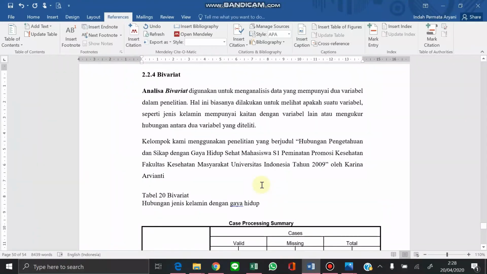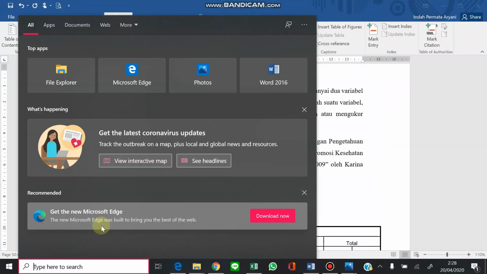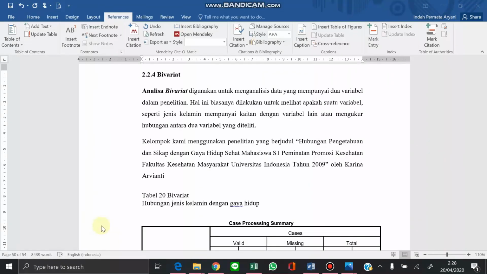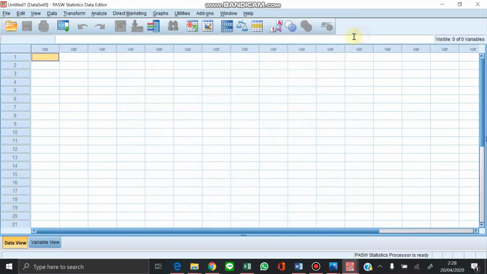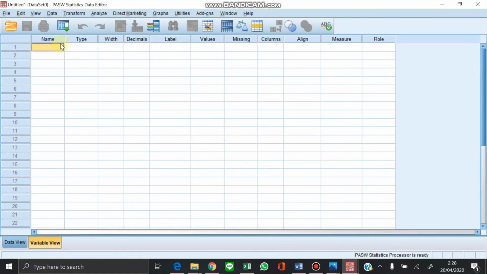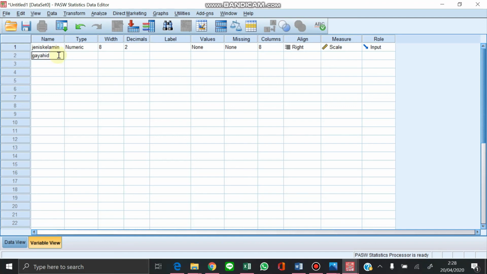To do bivariate analysis, we use the SPSS application too. First, we open the application. After that, click the variable view. We type here jenis kelamin with no space, and then gaya hidup. Change decimal to 0. Fill in the variable with the variables that we want to connect.